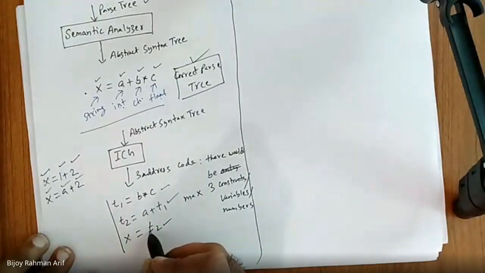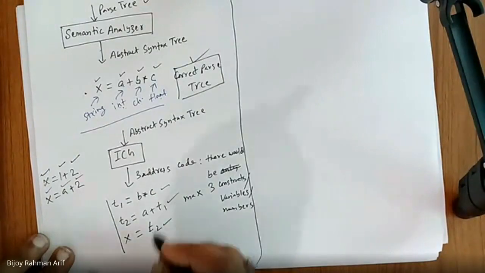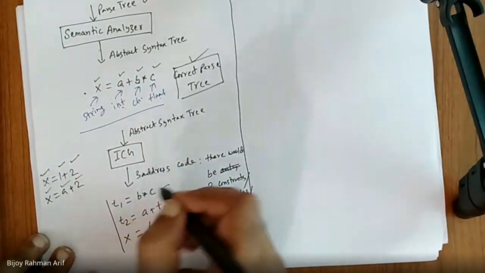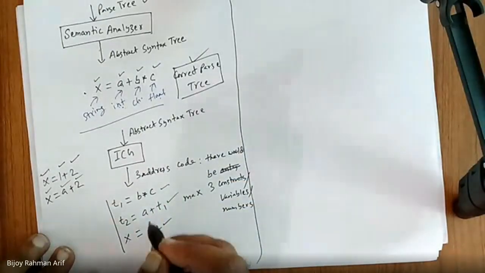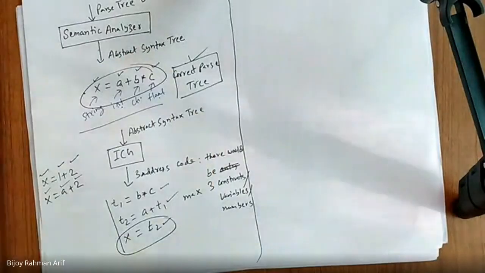Now X equal to T2. What is X equal to T2? T2 is nothing but A plus T1. So X equal to A plus T1. What is T1? T1 is nothing but B star C. So X is nothing but A plus B star C. So this expression is nothing but this expression. Do you agree with me or not?